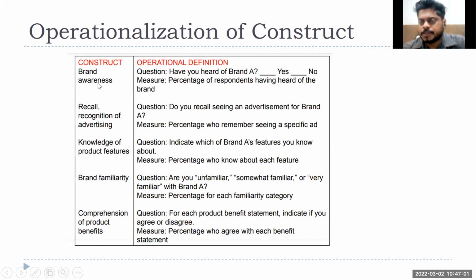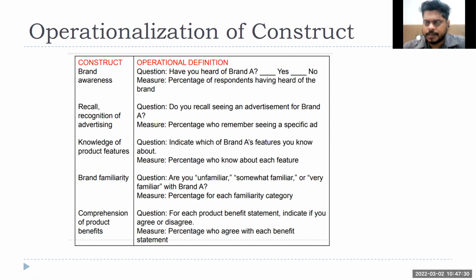So let's say I want to measure brand awareness, right? That is a construct. The question is, have you heard of brand A? Yes or no? If I ask that single item question, let's say out of 100 or 200 people, 60 of them said yes. So what I'm actually measuring is the percentage of respondents having heard of the brand, 60 by 200, that 30% is the brand awareness.